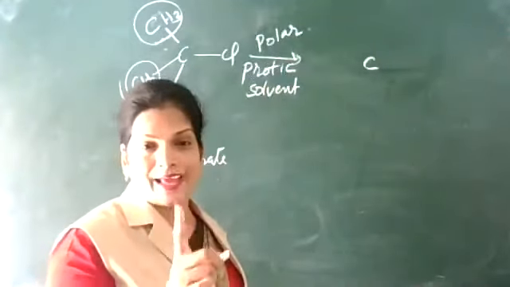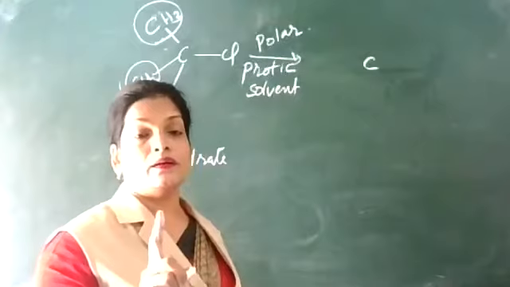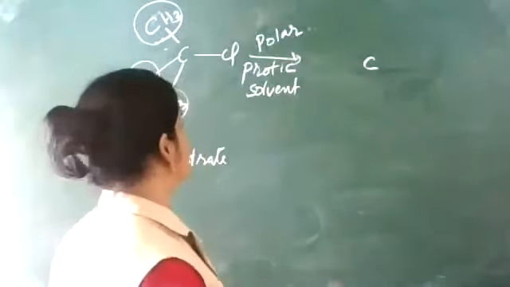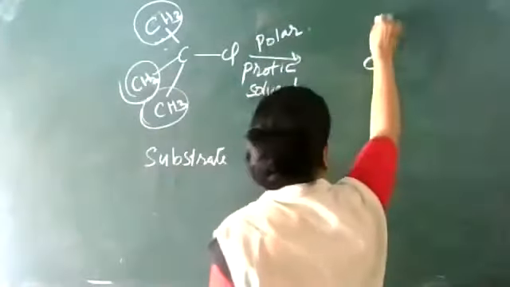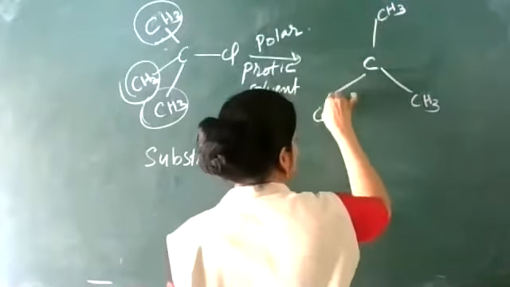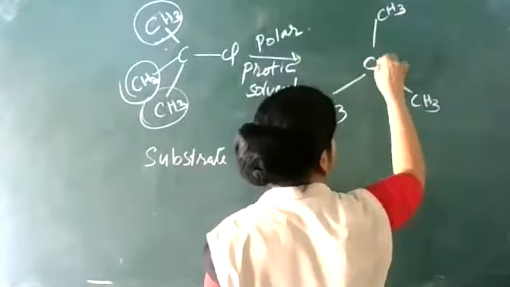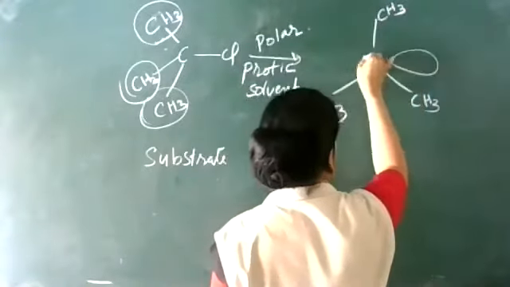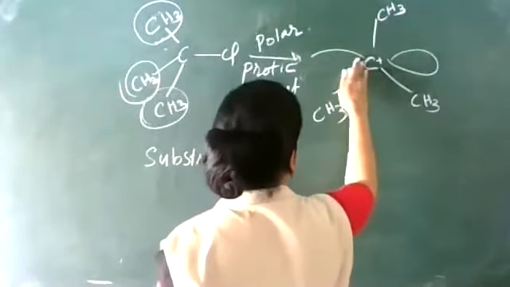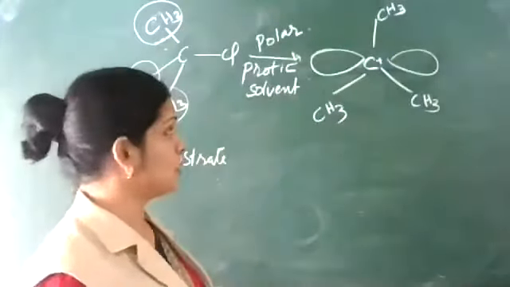We know that C plus is planar. Last year we learned C plus is planar and it will be having a vacant p orbital, because around the C only 3 bonds you are seeing now. So those 3 CH3 groups will be standing far apart at 120 degrees, and the C plus is formed with a vacant p orbital.